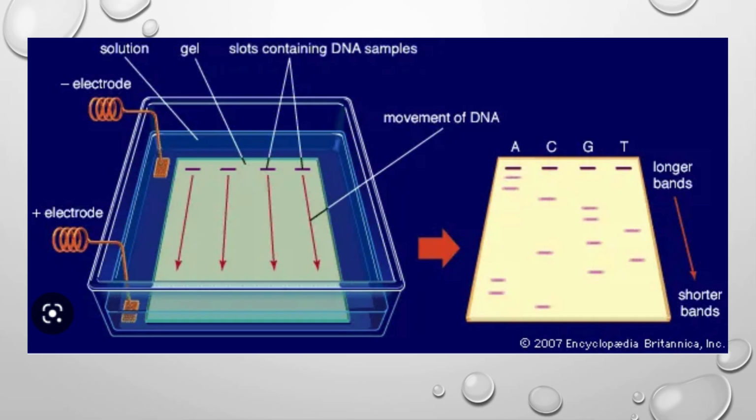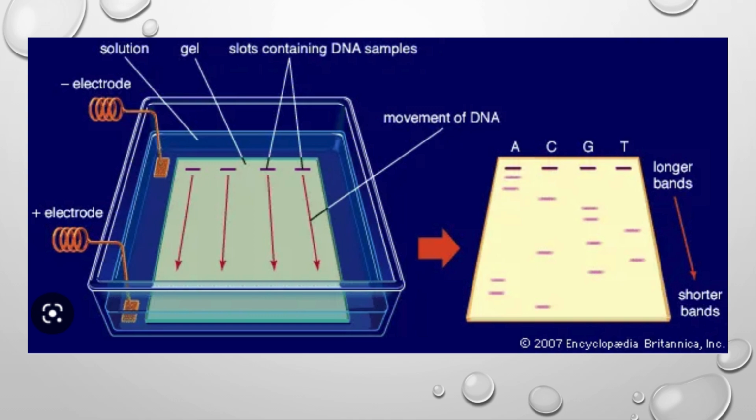Scientists put DNA samples into small slots at one end of the gel. So you can find this small red line here, which is an arrow. These are the DNA samples, or the small slots of DNA samples. Now, when they turn on the electricity, the DNA pieces, which are negative, start to move forward to the positive side, as you can see with the red arrow here.